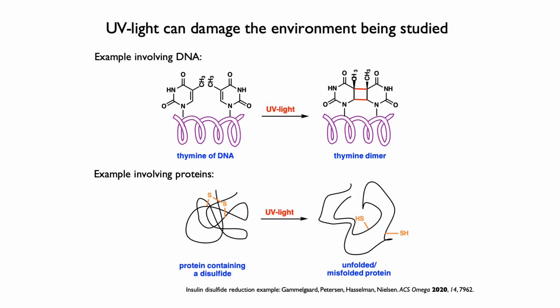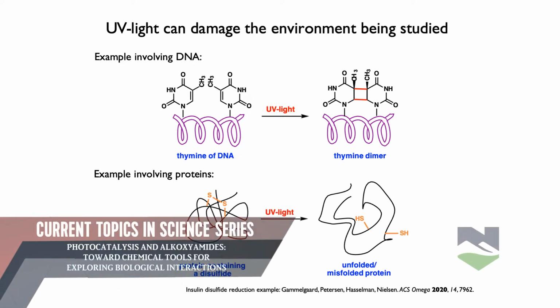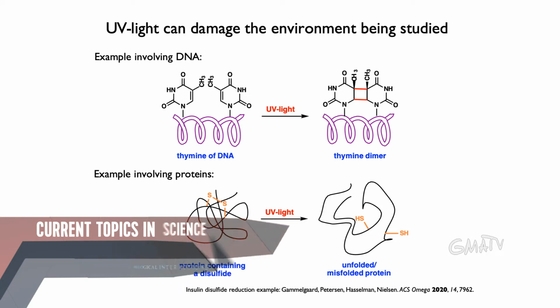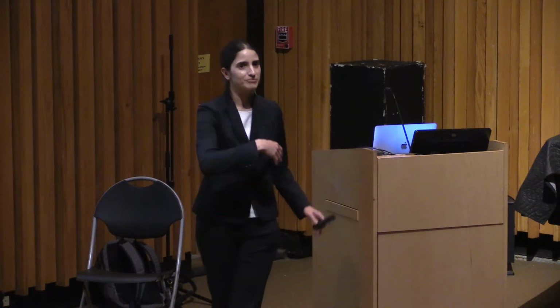Additionally, UV light can be damaging to proteins. This is a protein that contains an S-S bond, a disulfide, S being sulfur. You have lots of disulfide bonds in your hair as well that are important for its structure, as well as in many other contexts. Insulin has a disulfide. And what can happen with UV light is that the disulfide gets broken. And that disulfide is really valuable for holding proteins, as roughly shown here, in a particular conformation.